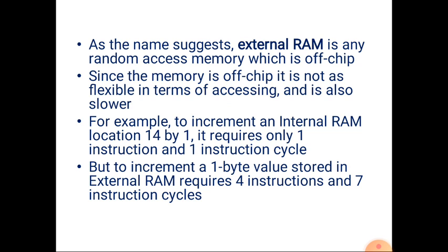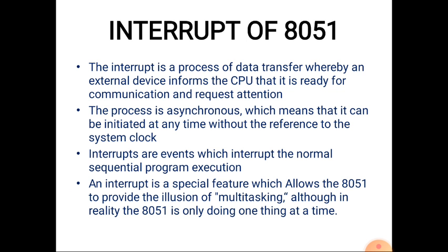So for example, to increment the internal RAM location 14 by 1, it requires only one instruction and one instruction cycle. But to increment a 1 byte value stored in external RAM requires 4 instructions and 7 instruction cycles. So this is the main difference. If we increment the internal RAM, it only requires one instruction and one instruction cycle. But to increment a 1 byte value stored in external RAM, how many instructions are required? 4 instructions and 7 instruction cycles.